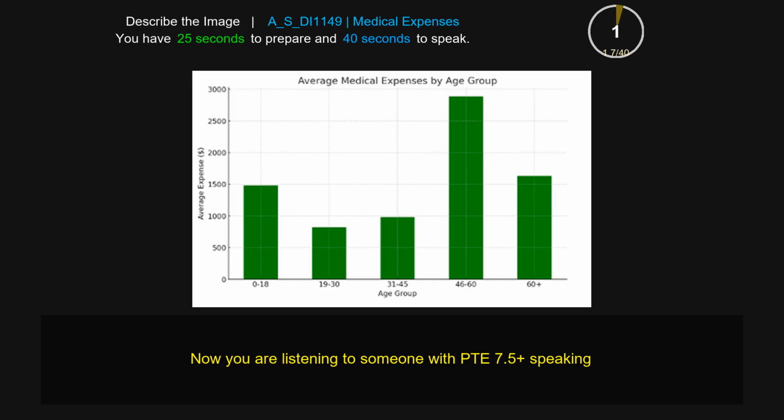The image is basically about average medical expenses by age group. It consists of two main categories, age group and average expenses, which is in dollars. It consists of x-axis, and x-axis contains age group starts from 0 to 18 and ends with 60 plus. Similarly, it consists of y-axis, which consists of average expenses in dollars, which starts from 0 and ends with 3000. In conclusion, we see that the maximum value is from 46 to 60 age group, which is about $3,000, and the minimum value is 19 to 30 age group, which is about 600 in number.